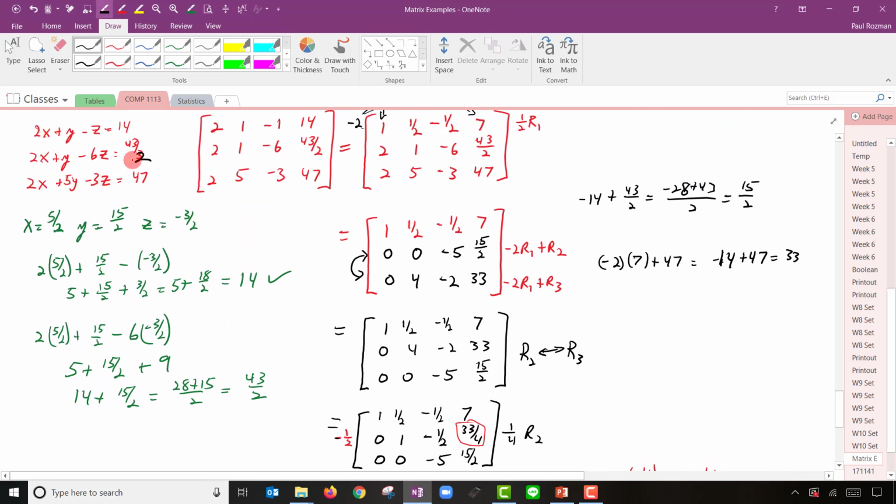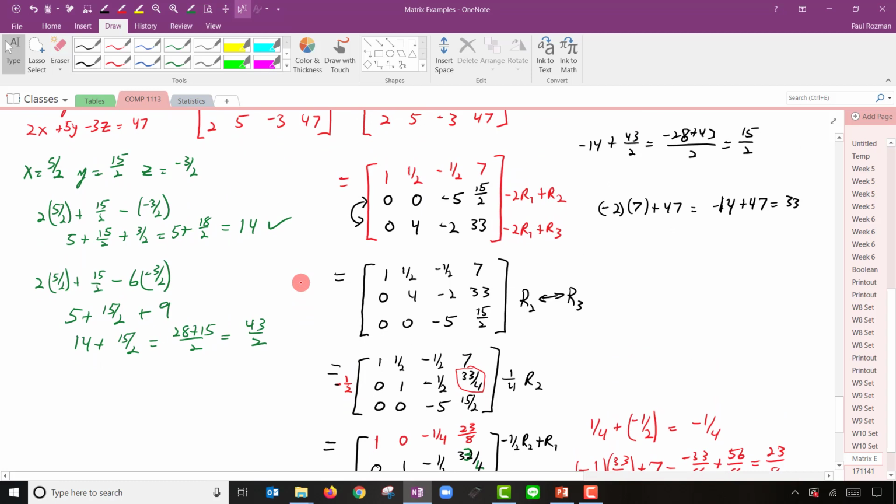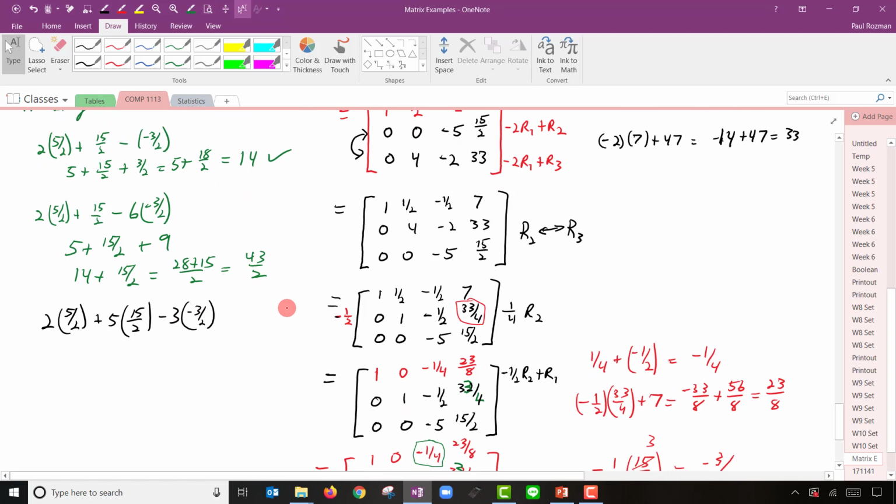Actually, I didn't even copy this from the other slide. I was just trying to remember it. Last equation. Oh, geez, let's check it. 2 times 5 over 2 plus 5 times 15 over 2 minus 3 times z, which is negative 3 over 2. And that's supposed to equal 47 if we're doing things right here.